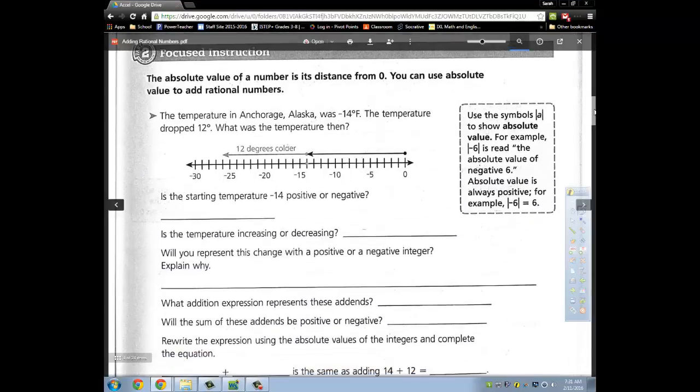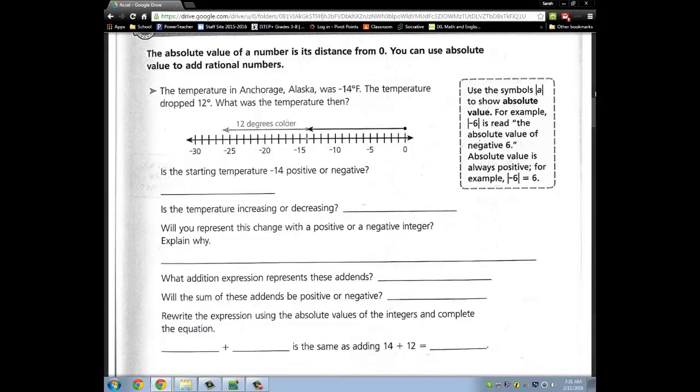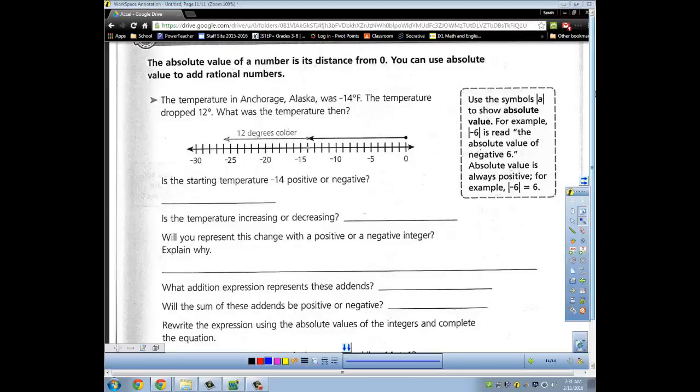Okay. The next question takes us the rest of this page and a little bit of the next page. It says the absolute value of a number is its distance from 0. The way I think about absolute value is just the positive version. So here, if we wanted the absolute value of negative 6, it's just 6. If you wanted the absolute value of 6, it's still 6 because it's 6 spaces from 0 on the number line. And we can actually use absolute values to add positive and negative numbers because that's where our song comes from: the same sign, add and keep, different signs subtract.